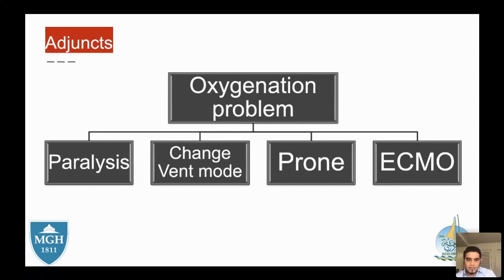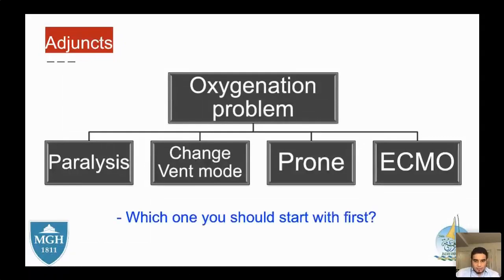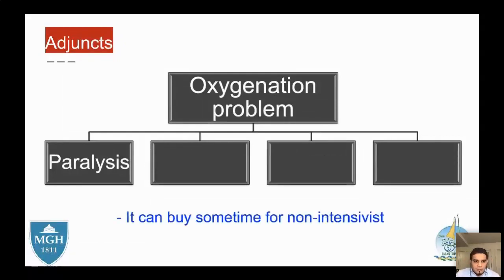Okay, all right. So paralysis, which one should you start first? The good thing about paralysis is that if you are a non-intensivist, it can give you time. You can give rocuronium as a one-time spot dose and see how much that does for your oxygenation. Most patients will have better synchronization with the ventilation machine, but you can also achieve that with really good sedation and some pain medication. But this will buy you time if you are a non-intensivist. This will buy you time to explore other options.